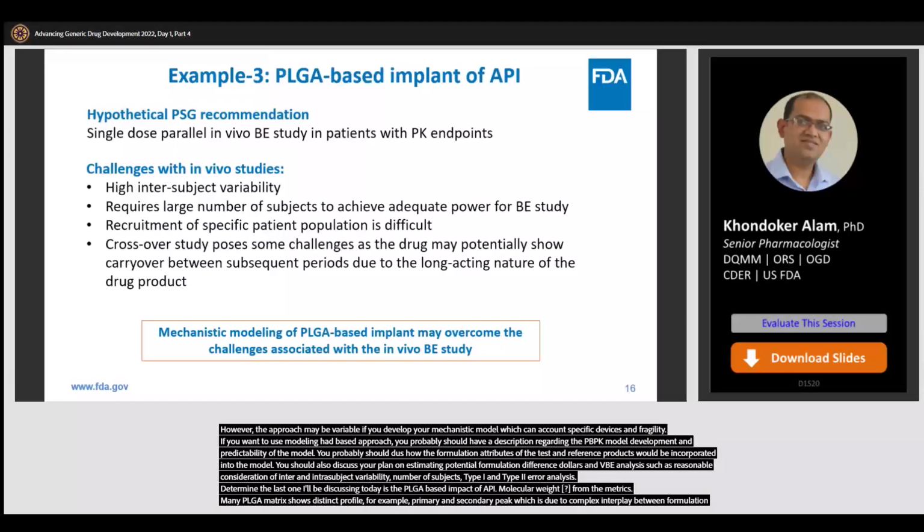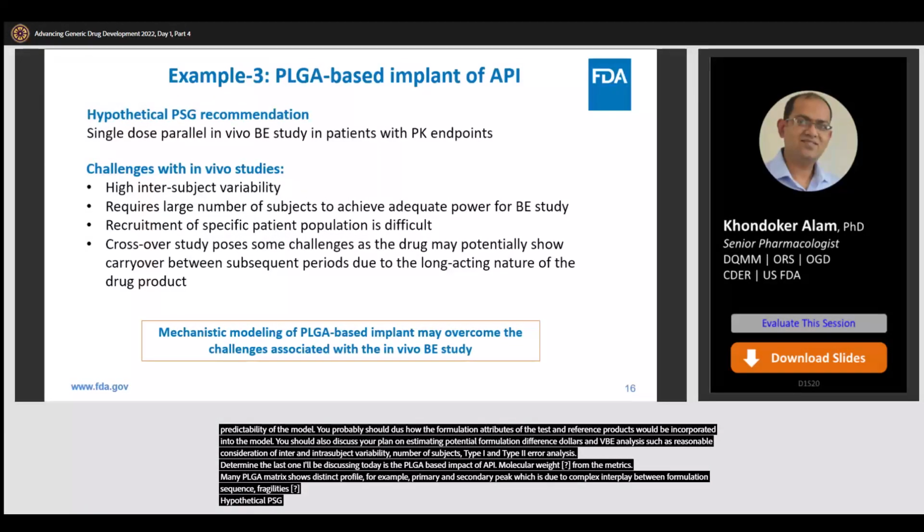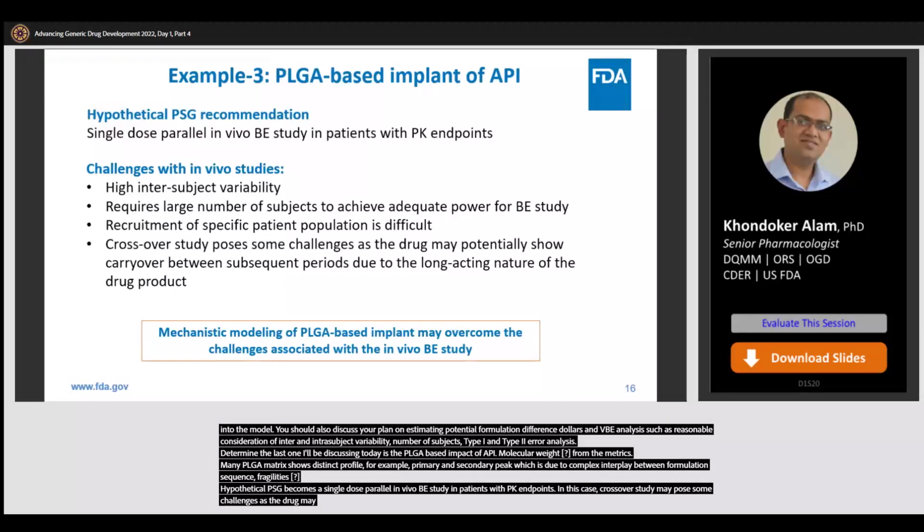Let's assume a hypothetical PSG which recommends single dose parallel in vivo BE study in patients with peak endpoint. We already know some of the challenges of in vivo BE study. In this case, crossover BE study may also pose some challenges as the drug may potentially show some carryover between subsequent periods due to the long-acting nature of the drug product. So to overcome these challenges, model-based approach may be utilized.